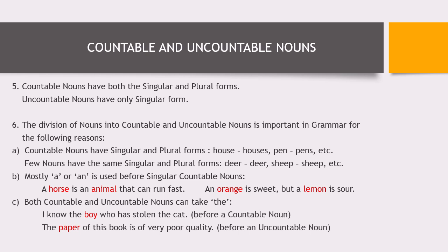B. Mostly a or an is used before singular countable nouns. A horse is an animal that can run fast. An orange is sweet, but a lemon is sour. C. Both countable and uncountable nouns can take the. I know the boy has stolen the cat, before a countable noun. The paper of this book is of very poor quality, before an uncountable noun.